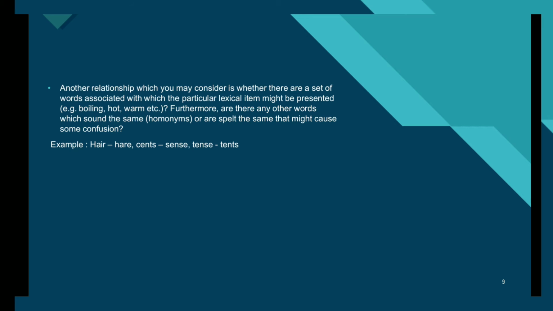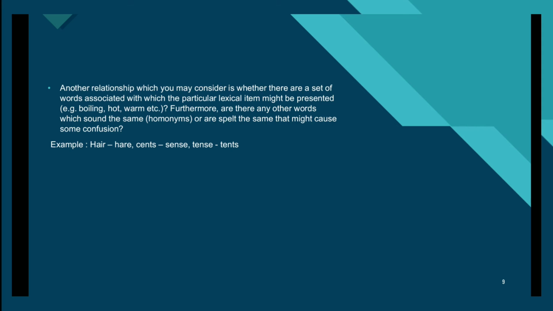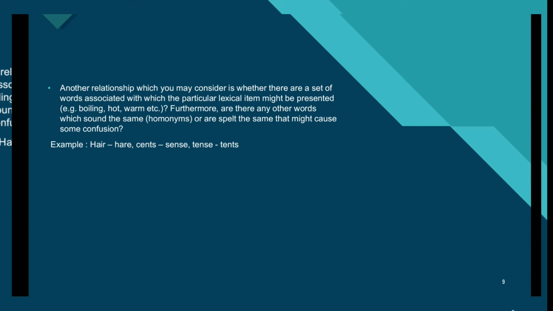Another relationship which you may consider is whether there is a set of words with which the particular lexical item might be presented. Example, boiling, hot, warm, etc. Furthermore, are there any other words which sound the same, homonyms, or are spelled the same that might cause some confusion? For example, hair, hair, and hair. And then sense and sense. Tense and tense.